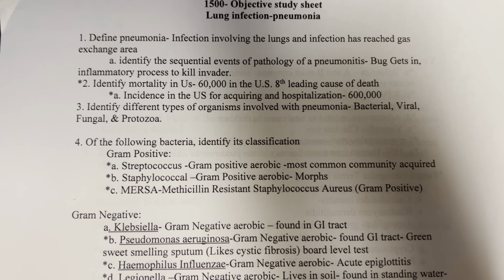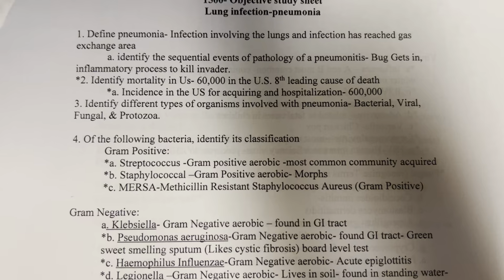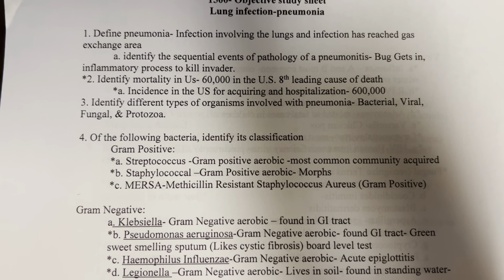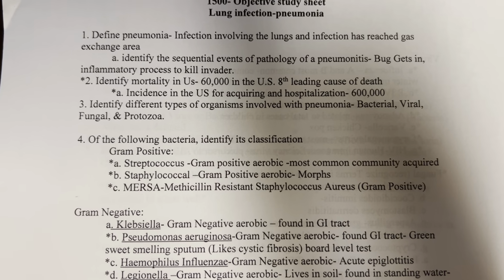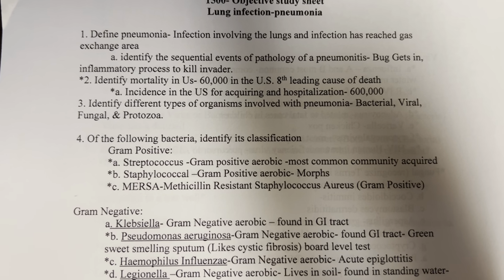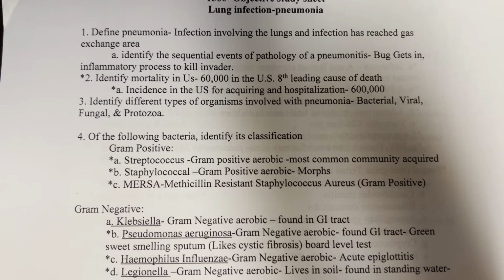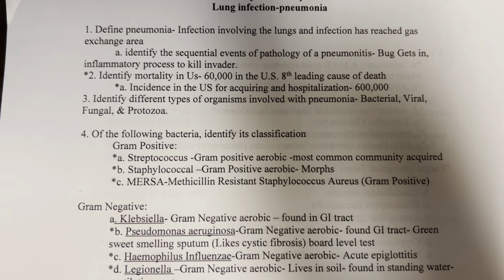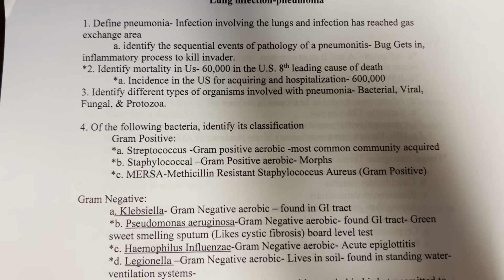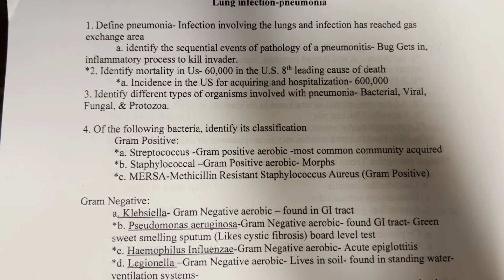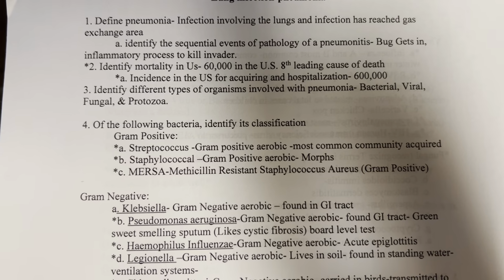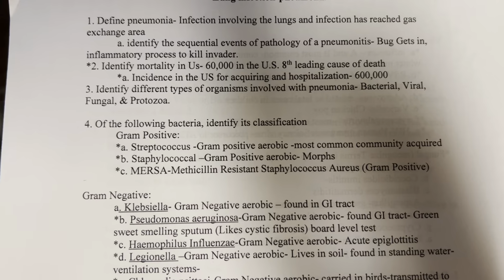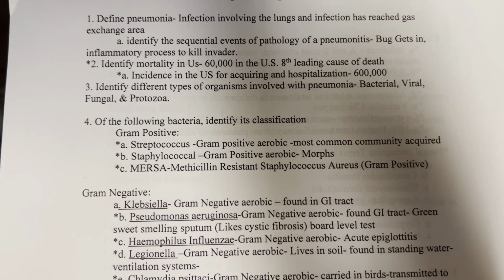Identify different types of organisms involved in pneumonia: bacterial, viral, fungal, and protozoa. Of the following bacteria, identify its classification. Gram-positive: Streptococcus, Staphylococcal, MRSA.